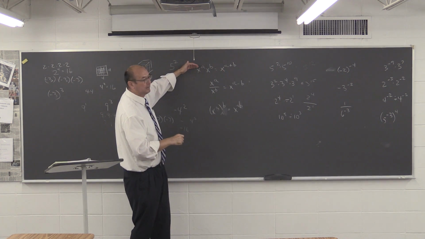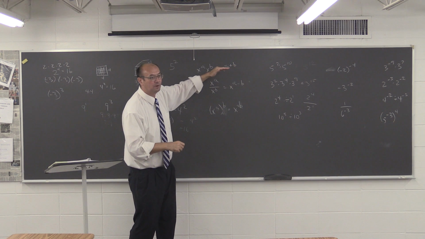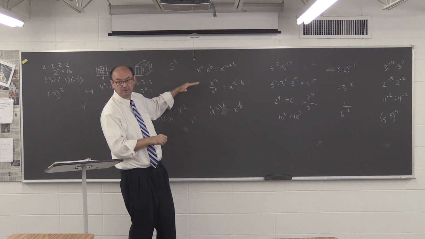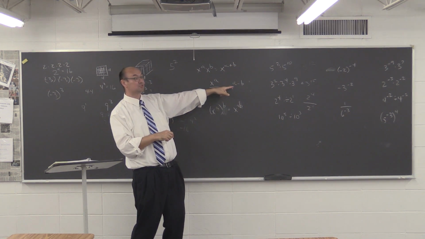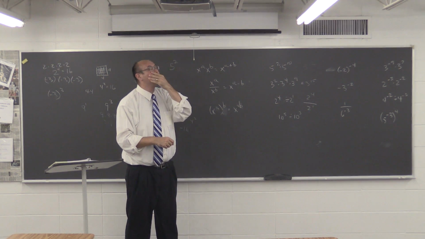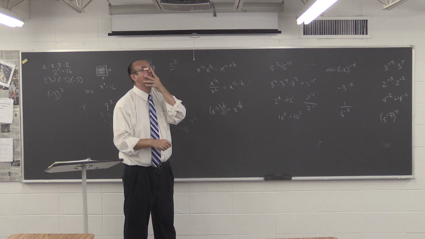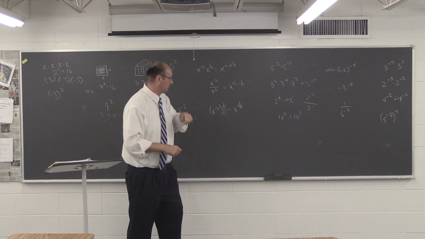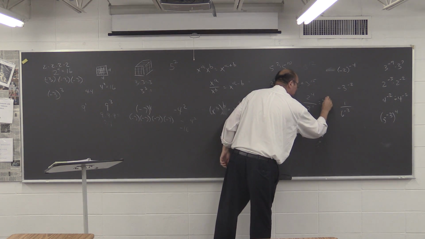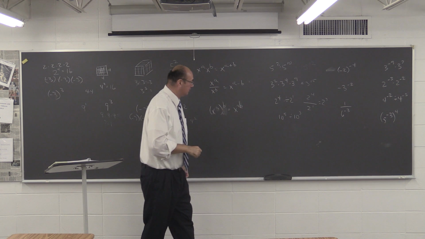So when we multiply, we add exponents. But when we divide, we subtract. 4 minus 1. 3, all right? Equals 2 to the 3rd. Love it, awesome.